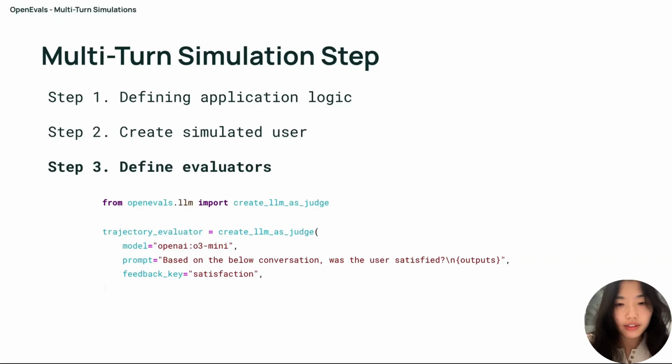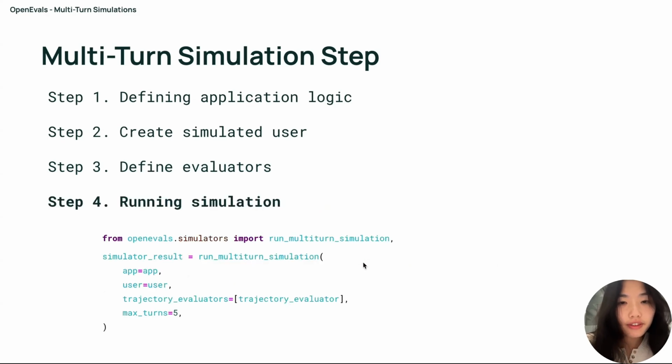Third, you'll define evaluators. In this step, you can create trajectory evaluators. One example is LLM as a judge, where you grade user satisfaction based on the conversation. And finally, putting this together, you can run multi-turn simulations by passing in the application, user, trajectory evaluators, and defining a stopping condition. In this case, we have defined the max number of turns to be 5. Now let's hop over to the notebook, where we will see some of this in action.